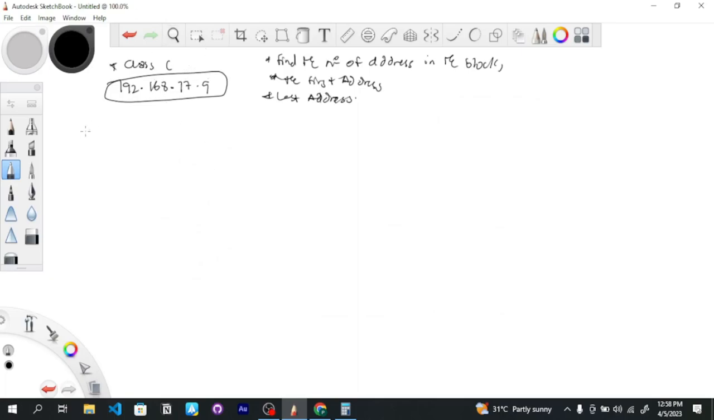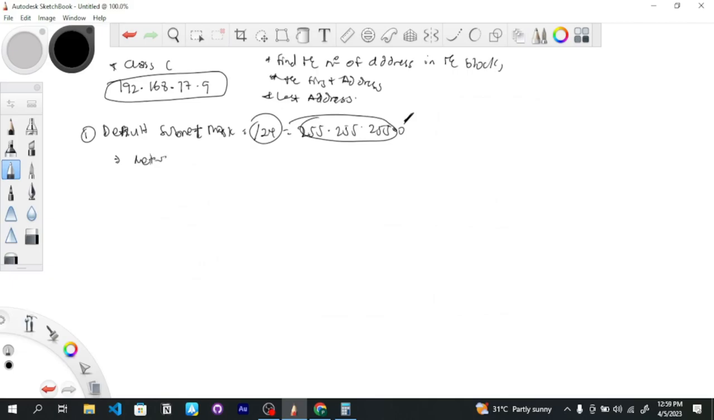Step one, what is the default subnet mask? We've been given the class as a class C network. So if you remember, the default subnet mask for class C is /24, and it is 255.255.255.0. If you are still confused, just comment and then we'll see how we'll solve it. This is just the default subnet mask, and knowing this, for a class C network, only the last octet changes.